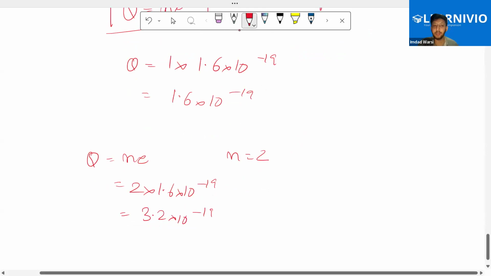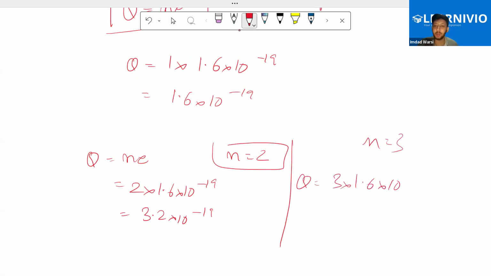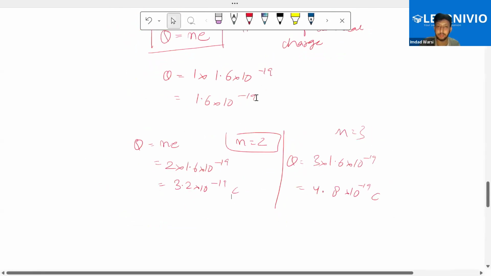And similarly, if I say N is equal to 3, so you will say Q is equal to 3 into 1.6 into 10 to the power minus 19. This becomes 4.8 into 10 to the power minus 19 coulomb. Understood? Write it down.